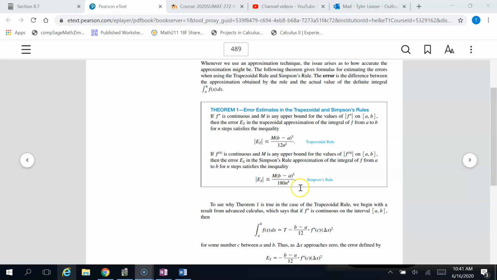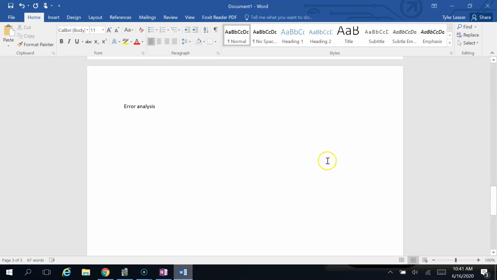Simpson's rule is very similar. It's pretty much the same formula, just some of the numbers have changed. But here the M represents the upper bound of the fourth derivative of the function. Okay. So let's go back and let's look at some examples. This is the stuff I'm going to be asking you to do.